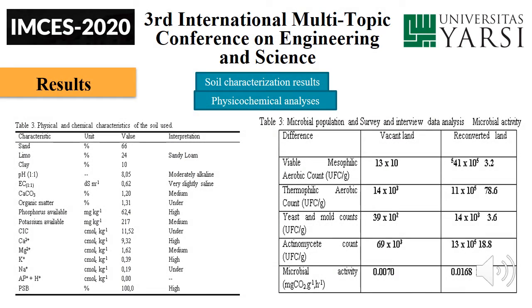The results show the physico-chemical analysis in these two graphics. The table on the left-hand side presents the physico-chemical results of the soil composition. On the right-hand side, this table compares the main components, the vacant land versus the recovered land, so we can see that there is a significant difference between these variables.